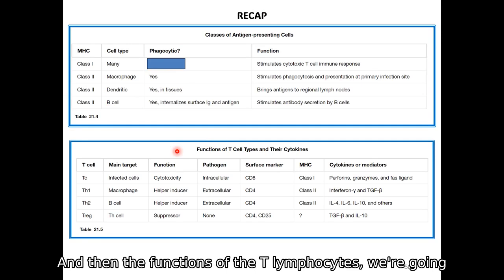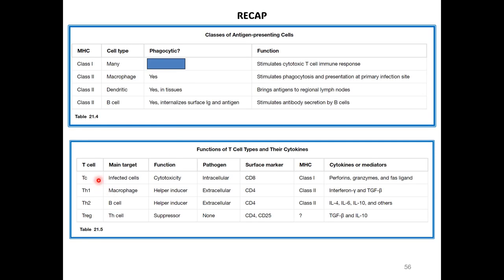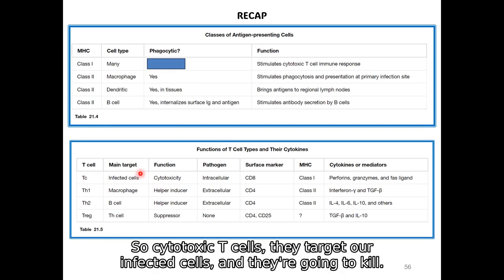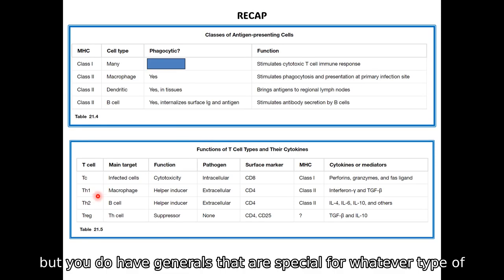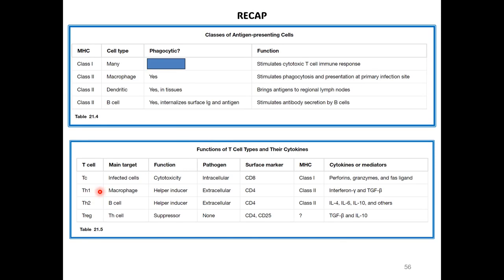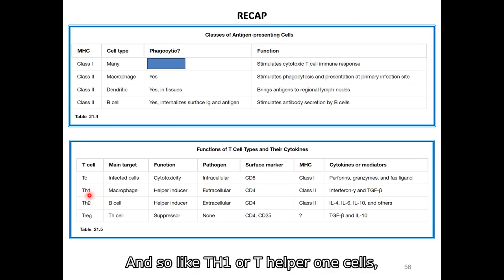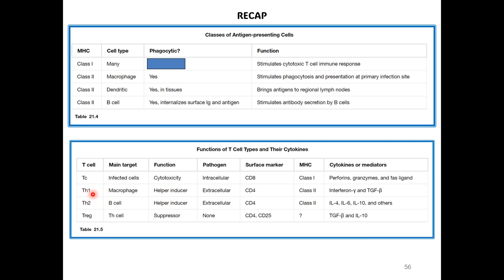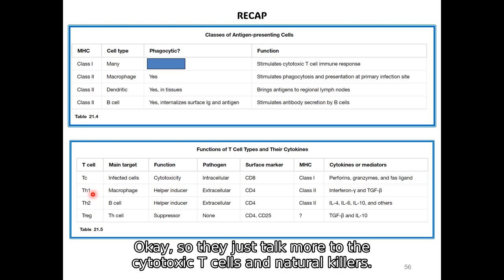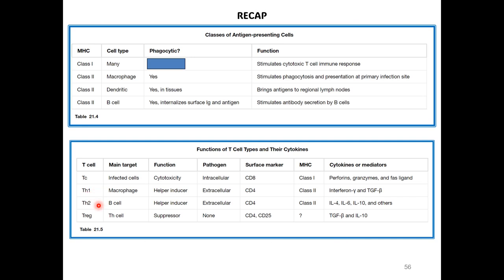And then the functions of the T lymphocytes, we're going to keep it simple. So cytotoxic T cells, they target our infected cells and they're going to kill. The T helper cells, I'm just going to group them together, but you do have generals that are special for whatever type of infection that you have. Like TH1 or T helper 1 cells, they are really good when we have a viral infection. So they just talk more to the cytotoxic T cells and natural killers.